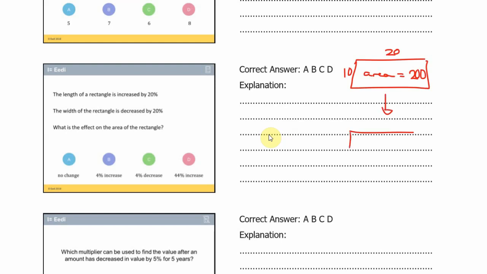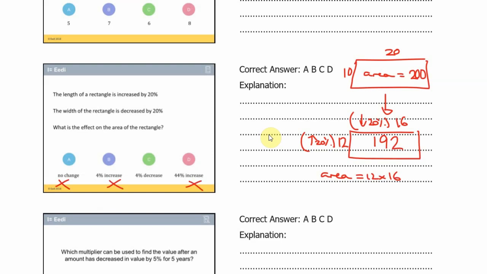Well, if I do the changes they've said, and I increase this one by 20%, well, the length of this now would be 12. And if I decrease this one by 20%, the length of this would be 16. So now the area is going to be 12 times 16, which is going to be 192. They're definitely not the same, so we can cross that out right now. It's gone down, so it's not an increase.